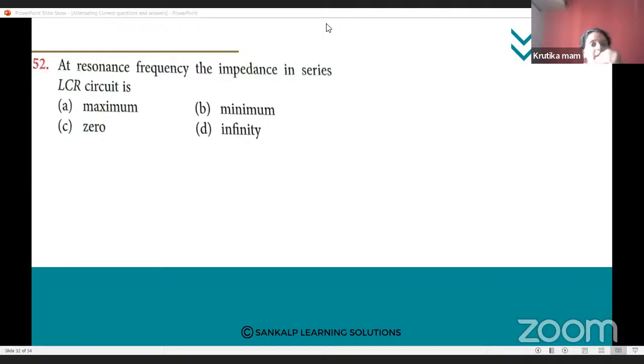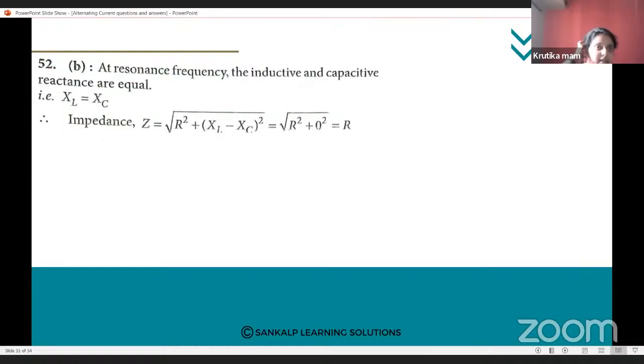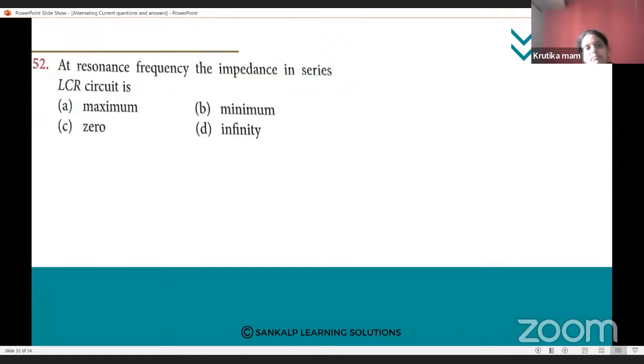At resonant frequency, the impedance in the series LCR circuit is. So in a series LCR circuit, what happens to the impedance at the resonance condition? Maximum, minimum, zero, infinity. Minimum or maximum it is. It is option B, as at resonance the inductive and capacitive reactances are equal. Since the two are equal, at the resonance frequency the impedance in the LCR circuit is least.